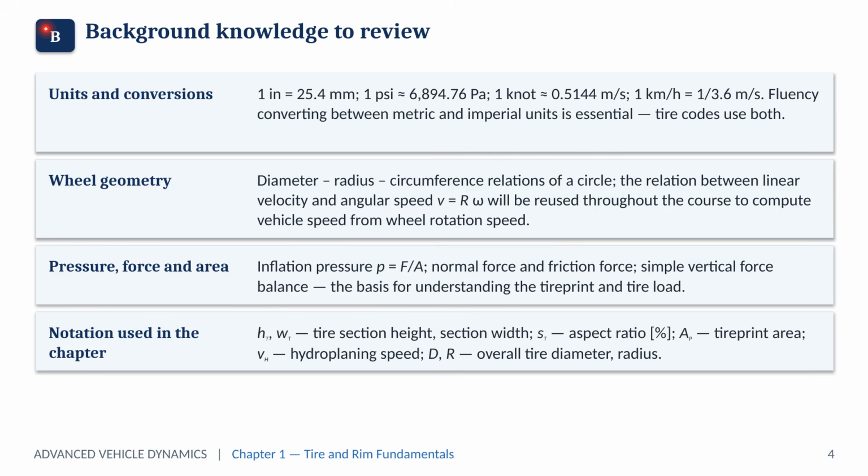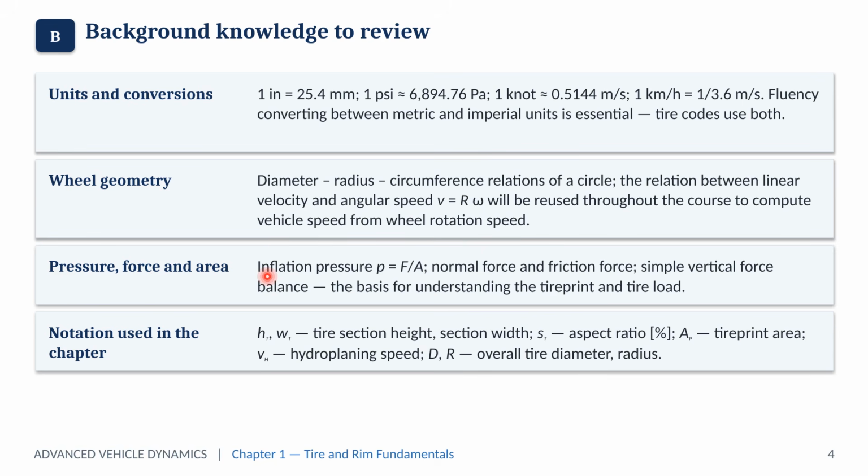First, units and conversions. 1 inch is 25.4 millimeters. 1 psi is about 6,894.76 pascals, and 1 knot is about 0.5144 meters per second. Tire codes use both metric and imperial units, so you must convert fluently. Second, wheel geometry. The diameter, radius, and circumference relations, and the formula V equals R times omega, which we reuse all course long. Third, pressure, force, and area. Pressure equals force divided by area, the basis for understanding the tire print and the tire load.